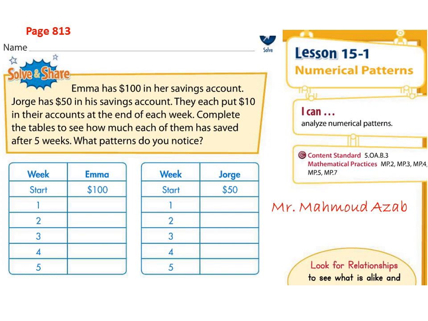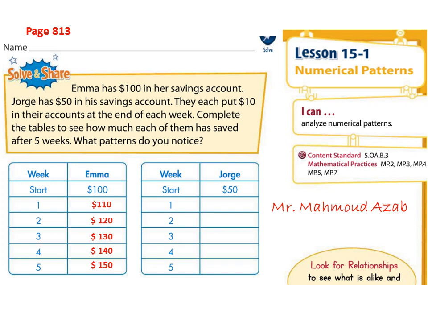Of course, according to this example, we must add 10 to each one. So 100 plus 10 will be 110. This is for Emma. 110 plus 10 more, 120. 10 more, 130. 10 more, 140. 10 more, it will be $150. So after 5 weeks, Emma has $150 in her savings account.